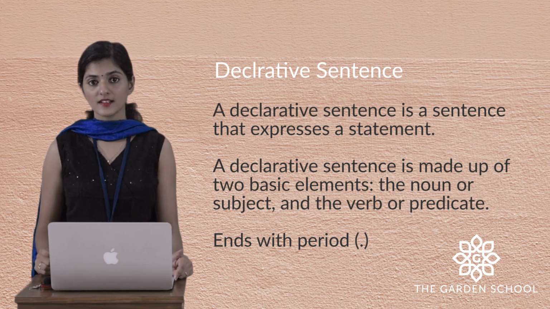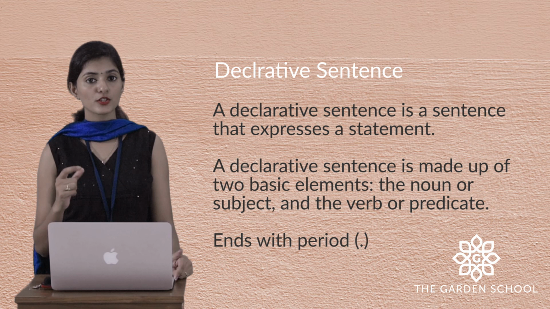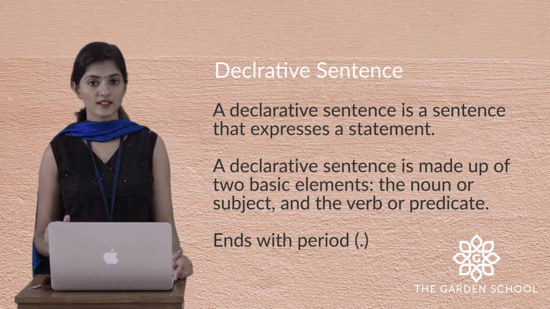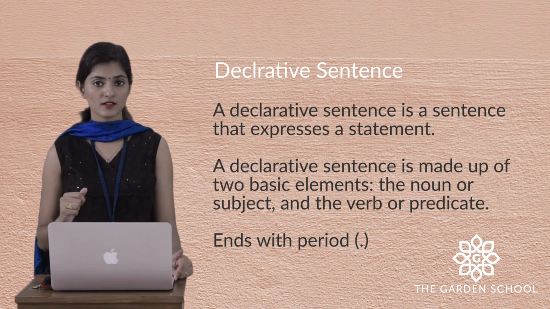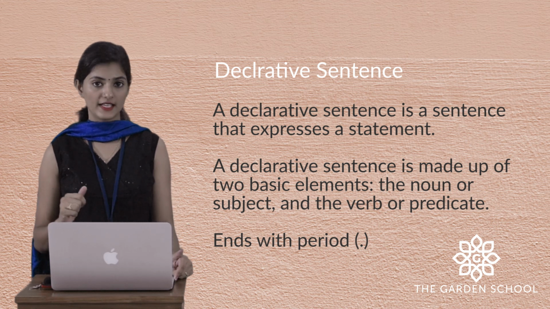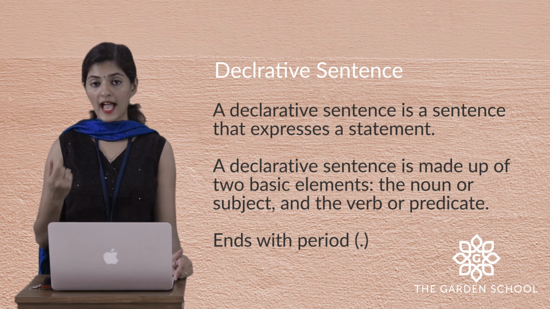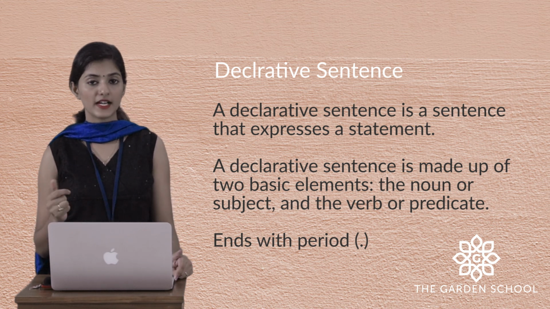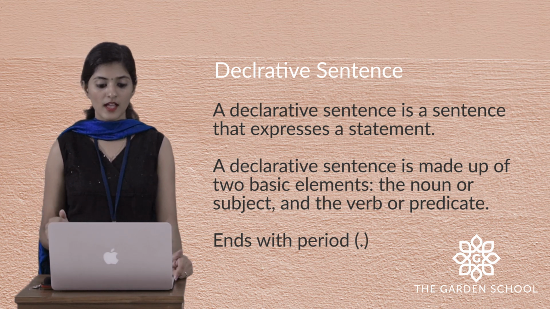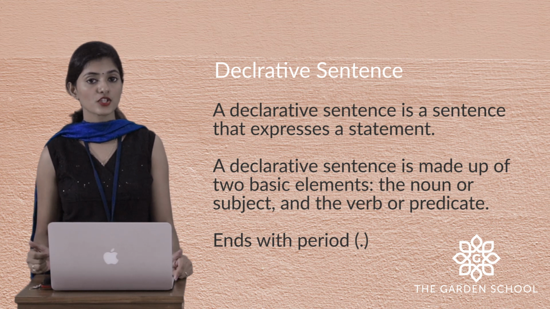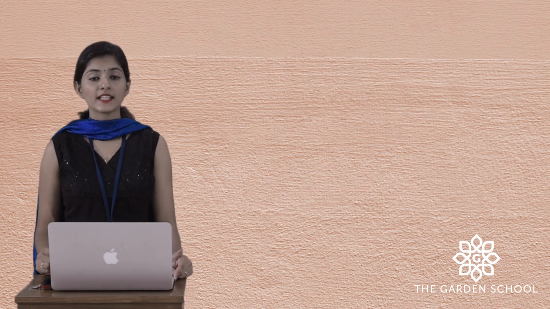A declarative sentence is basically made up of 2 elements. That is, a noun or subject and verb or predicate. That is, a sentence should have a subject or noun and a verb or predicate. The declarative sentence should end with a period. The next type is interrogative sentence.